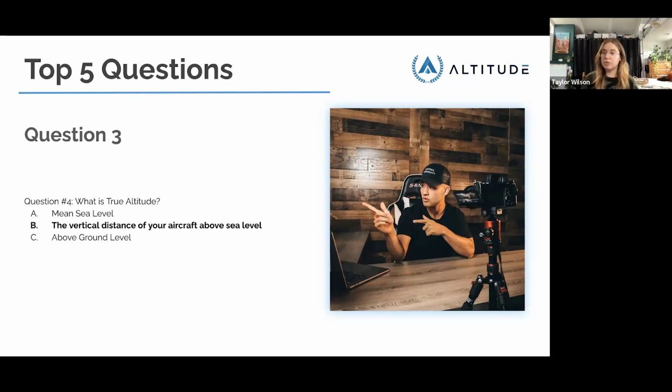So we have true altitude, which is above sea level. Then we have absolute altitude, which is AGL. So you can think of that as A and A. That's kind of an easier way to remember it. Just an easy A and A go together. That's the way that I've always kind of remembered it. But yeah, true altitude is the vertical distance above sea level.